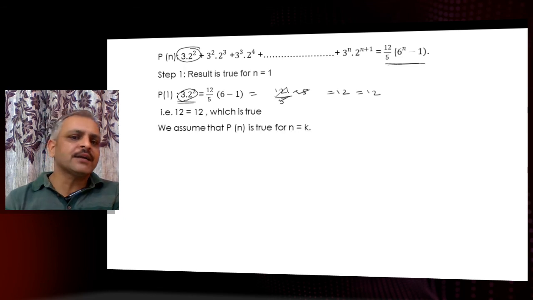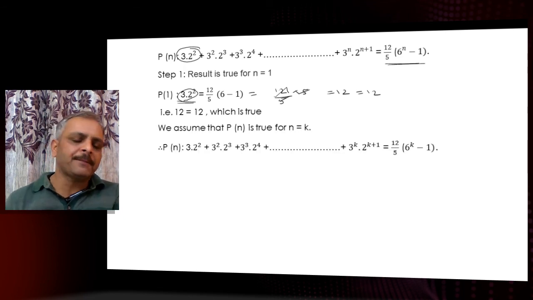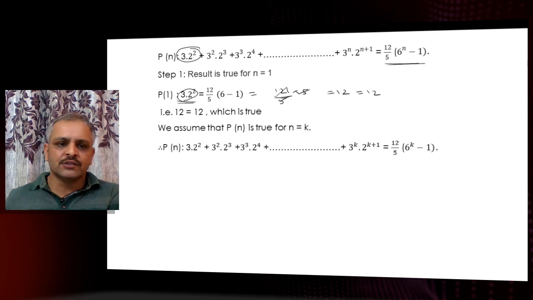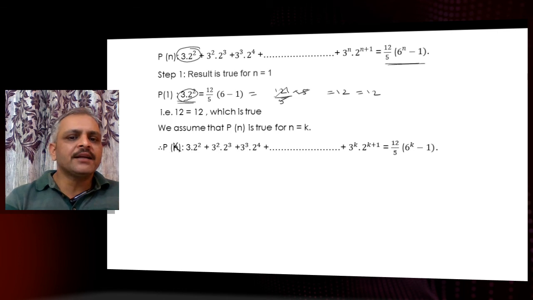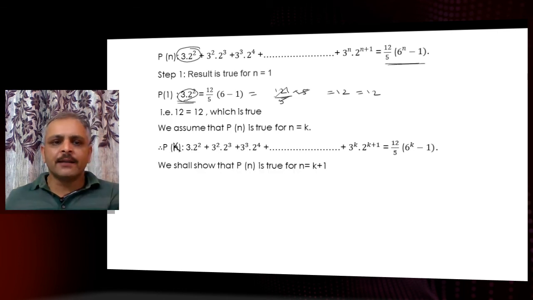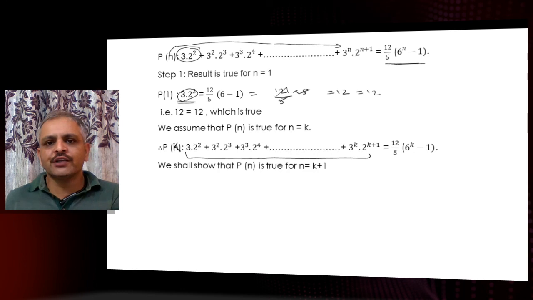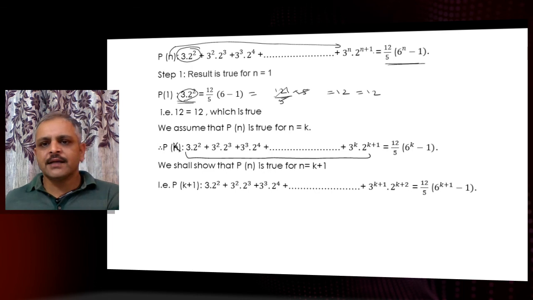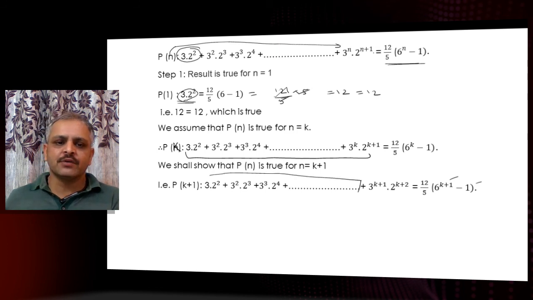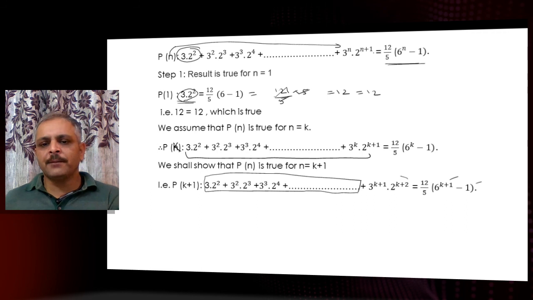Second step, we will assume that it is true for n is equal to k and replace the n with k. So this will be k. Next we will write it for k plus 1, and for writing k plus 1, either we can extend this series or we can just directly put n is equal to k plus 1 here. So it will give you 3 raised to power k plus 1, 2 raised to power k plus 2. And on the right hand side, 12 by 5, it will become 6 raised to power k plus 1 minus 1, and up to k terms. This is my k plus 1th term.